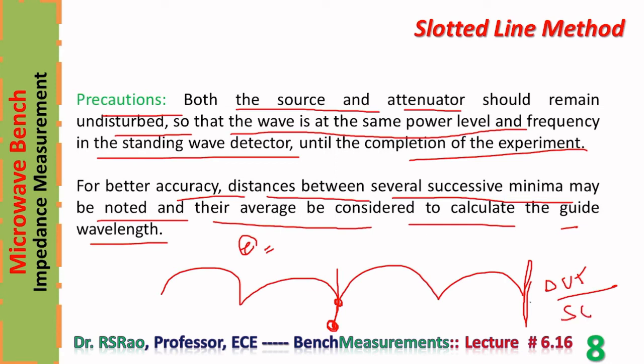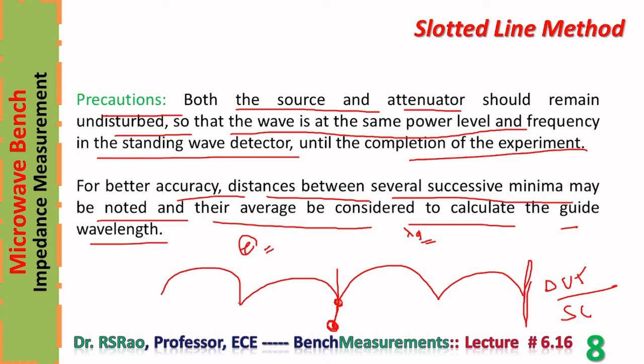With the shorting plate as termination, two measurements are required to be made. One measurement is guide wavelength, lambda g. How to find guide wavelength? Measure the distance between any consecutive minima. This is one minima, this is another minima.